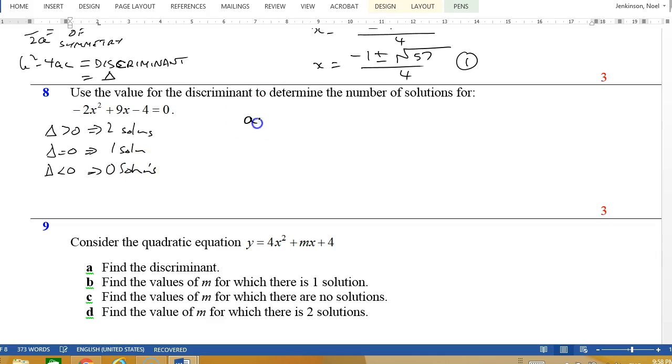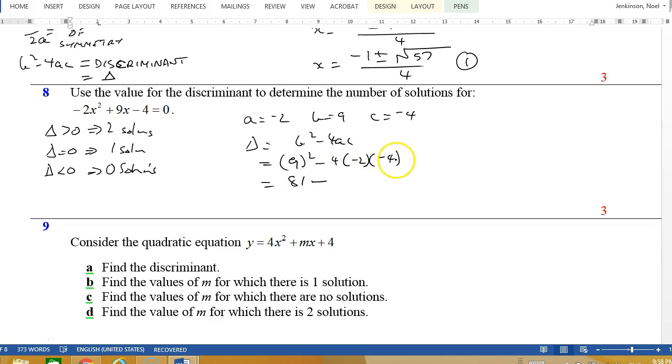In this particular example, a is negative 2, b is 9, and c is negative 4. The discriminant, b squared minus 4ac, is 9 squared take 4 times negative 2 times negative 4, which is 81 minus, plus, minus, so 2 4s are 8, 4 8s are 32. 81 minus 32 is, of course, 49. Therefore there are two solutions, as that number is greater than 0.